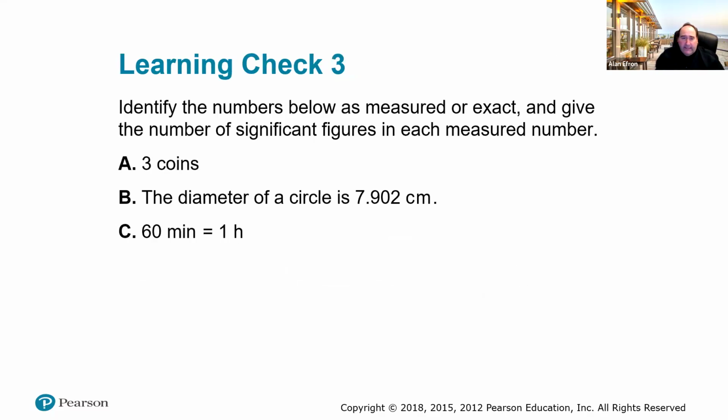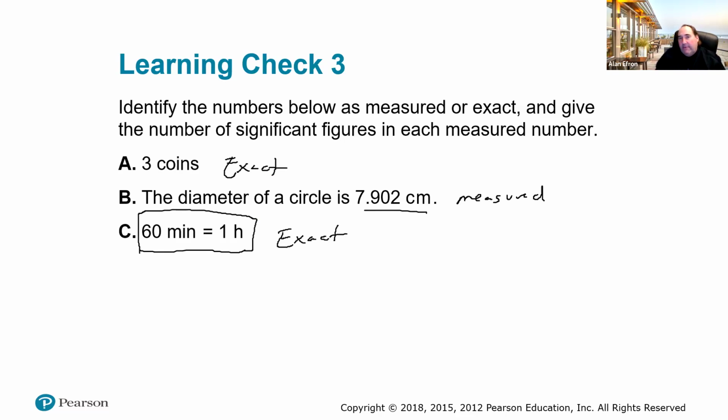So take a second here and look at these, and identify each of these as a measured or an exact number. So if I have 3 coins, that should definitely be an exact number, right? I'm going to assume you're just going to look and count that. The diameter of a circle is 7.902 centimeters. That feels very much like a measured type of situation. 1 hour is 60 minutes. That's a definition, and that's going to be an exact number.